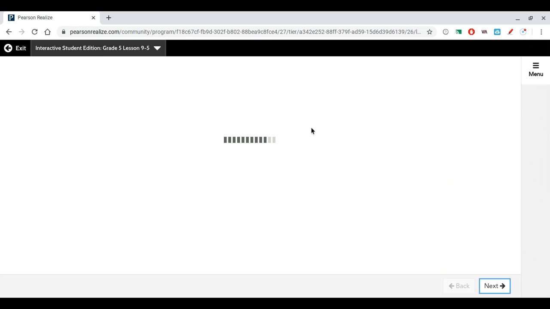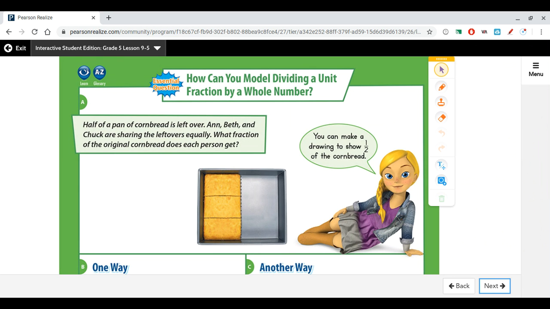Alrighty, if we take a look at your visual learning for today, it says, how can you model dividing a unit fraction by a whole number? That's the essential question. I'm also going to be continuing that work with the keep, change, flip. So half of a pan of cornbread is left over. Anne, Beth, and Chuck are sharing the leftovers equally. What fraction of the original cornbread does each person get? So you can make a drawing to show half of the cornbread.